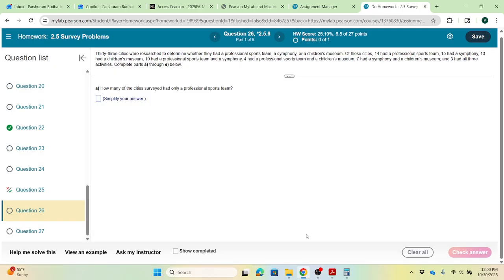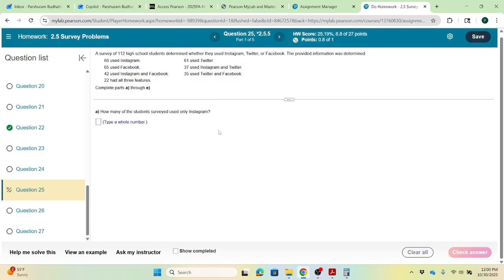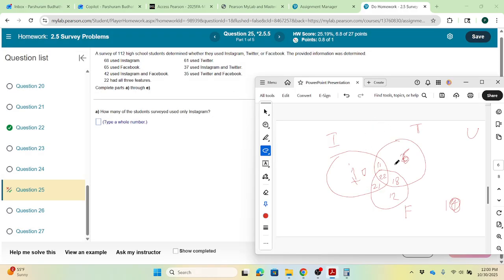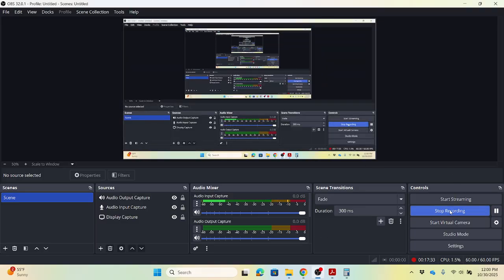So that's all for this section. I made some mistakes here because I did not pay attention. So make sure that you pay attention while you do your homework. That's all for this section.